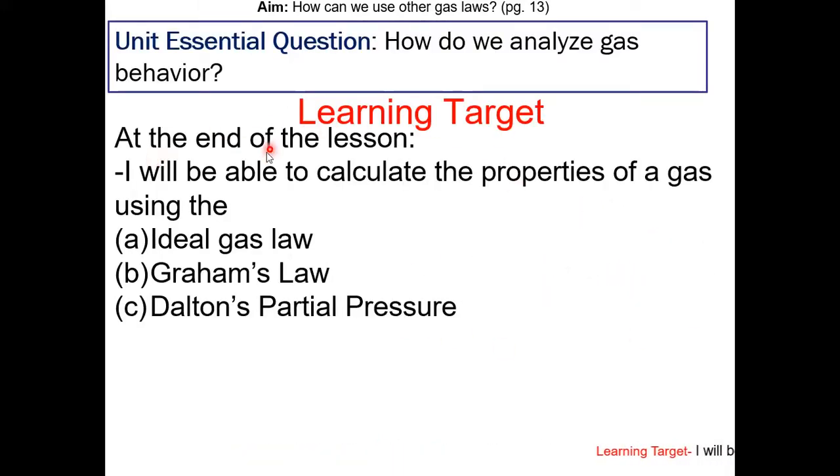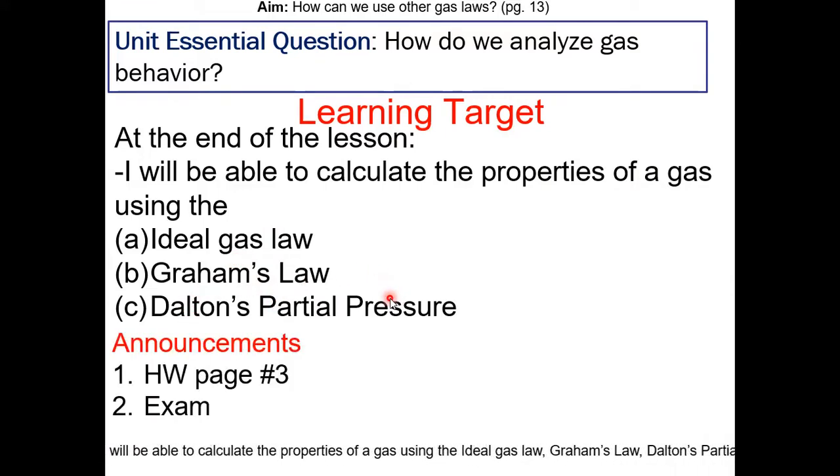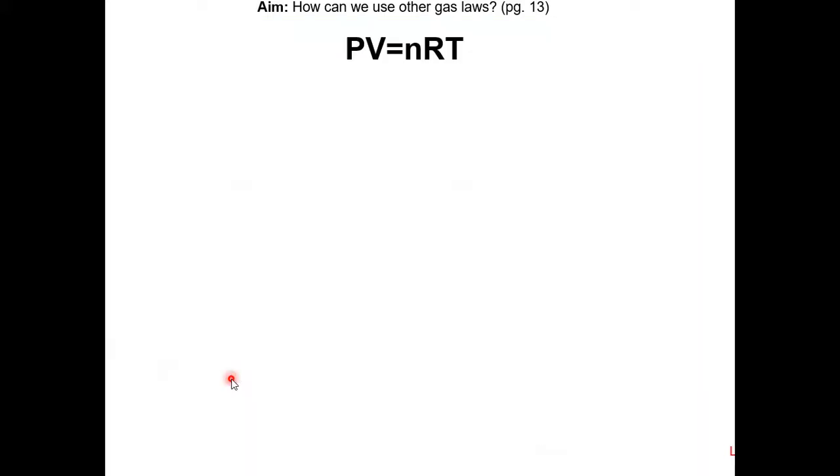Learning target: at the end of the lesson, I'll be able to calculate the property of a gas using the ideal gas law, Graham's law, and Dalton's partial pressure. Homework B number 3, which will be a Junipod, is based off this lesson.